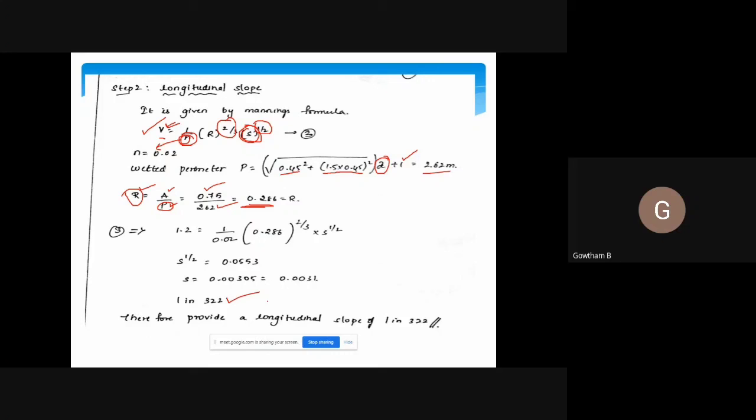1 in 332. Here you can see I substituted V as 1.2, N as 0.02, R as 0.286. S is the only unknown. After solving this equation, we are going to get the S value as 1 in 332. That means you have to provide the longitudinal slope for the longitudinal drawing as 1 in 332. And this completes the design of the longitudinal drawing. Thank you guys. We'll meet in the next session.